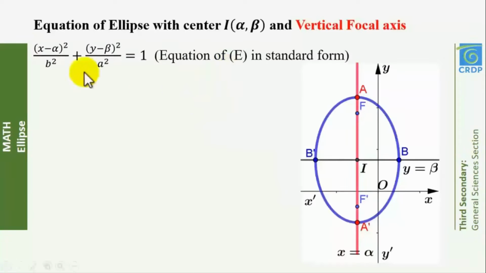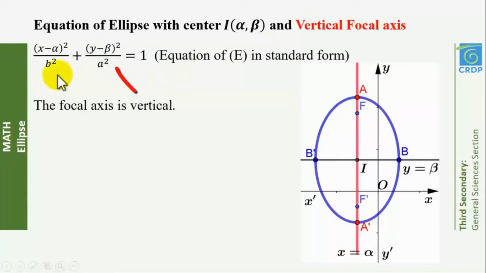Let's move to an ellipse with vertical focal axis. An equation of ellipse with center I alpha beta and vertical focal axis in standard form is x minus alpha squared over b squared plus y minus beta squared over a squared equal 1. As we mentioned earlier, a is always greater than b.